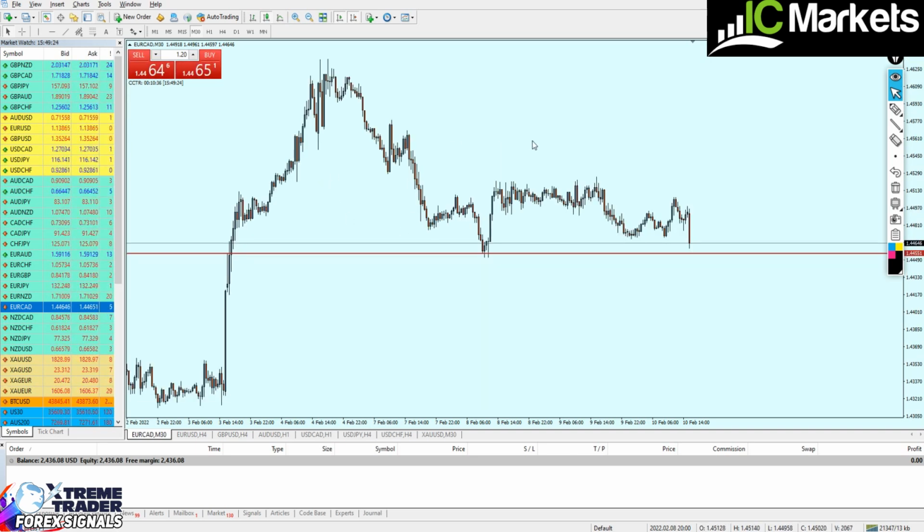Right now, we are still on the EuroCAD. I'm going to take revenge on this pair, and I'm going to recover right from it. So we are having here a strong support level, which is clearly a key support level. And I bet that most likely the EuroCAD will reverse exactly from that level.